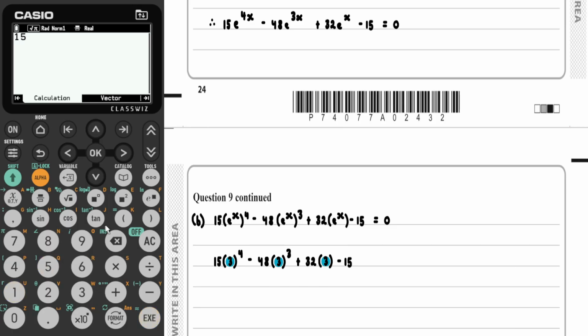I've got 15 times by 3 to the 4 subtract 48 times by 3 cubed plus 32 times by 3 subtract 15. It turns out we get 0. And so e to the x equals 3 is a solution.